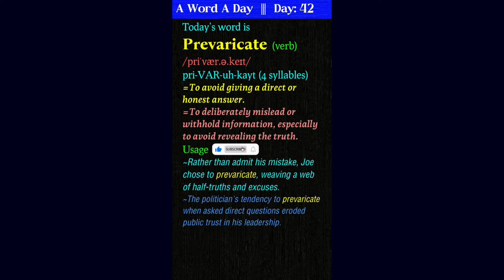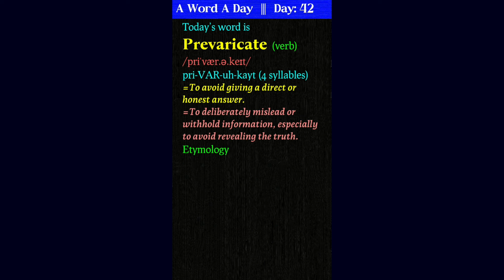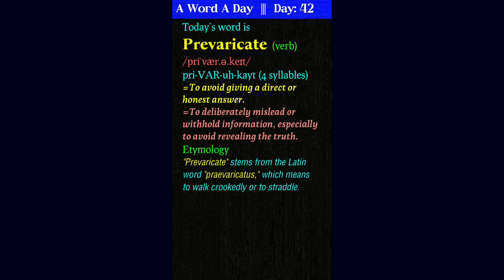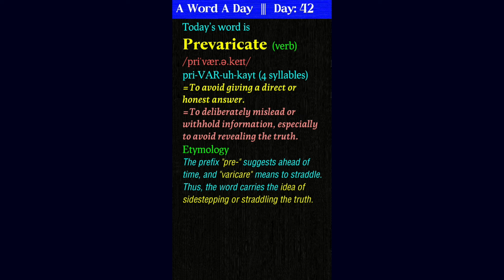The politician's tendency to prevaricate when asked direct questions eroded public trust in his leadership. Etymology. Prevaricate stems from the Latin word prevaricatus, which means to walk crookedly or to straddle. The prefix pre suggests ahead of time, and varicare means to straddle. Thus, the word carries the idea of sidestepping or straddling the truth.